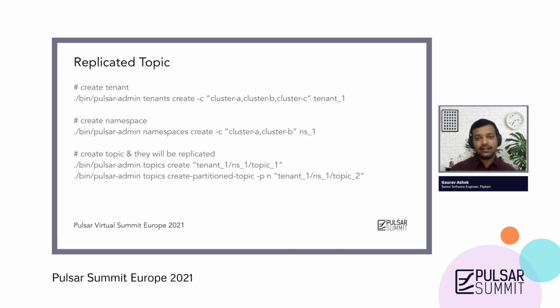From the CLI perspective, the usage is pretty straightforward. The tenants and the namespace both have the -c flag. And as you can see, the tenant's cluster list has to be a superset of the namespace cluster list. Once the namespace and tenants are created, any topics that are created under the namespace will be replicating across the clusters mentioned in the namespace. It doesn't matter if the topics are partitioned or non-partitioned, or whether they are persistent or non-persistent.